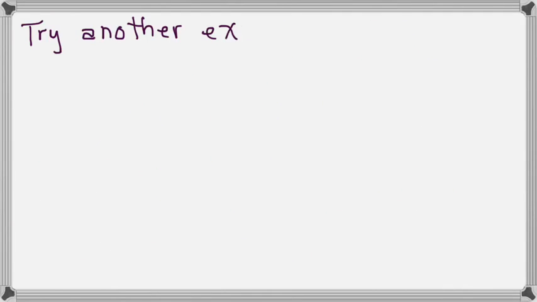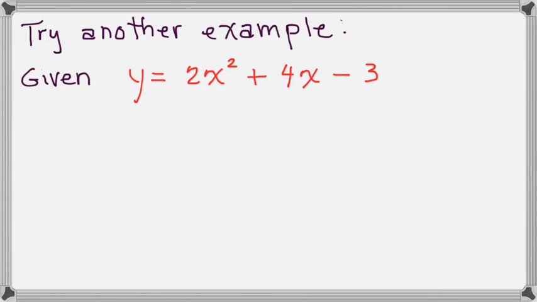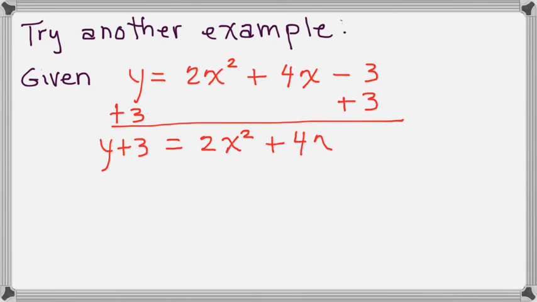Okay, let's try something a little different. Given this example, we notice a couple things different. We have a lead coefficient of 2, but that's okay. We'll see how we handle that. First, we're going to notice that we have this minus 3, so we're going to move that over to the other side like we did before. So we get rid of it by adding 3 to both sides.